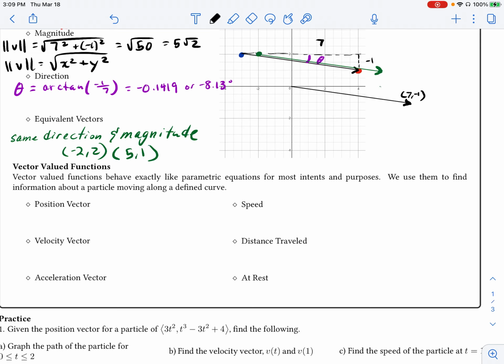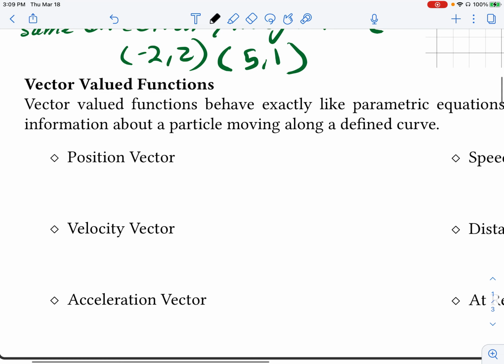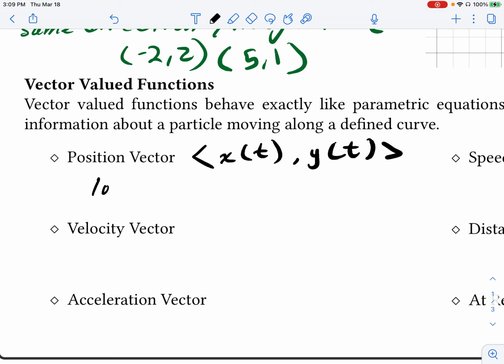So in the context of vectors, let's start talking about things like the position vector. Well, the position vector we know is just going to be a vector defined by our parametric equations, x of t being our horizontal component and y of t describing our vertical component. And again, this is going to give us the location of a particle as it moves around the curve, right? So the position vector gives us the location.